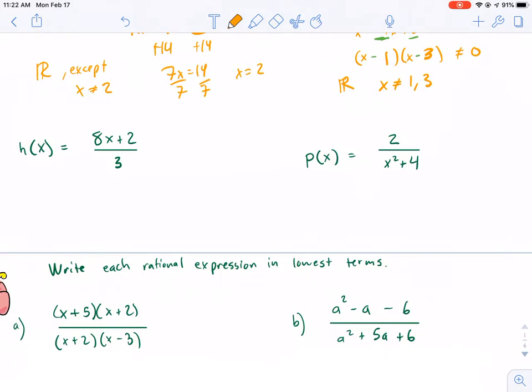Look at h of x here. The only restriction is the denominator. It can't be 0 in the denominator. So we notice that it's 3. There's nothing for x to change there. So this is just simply all real numbers.